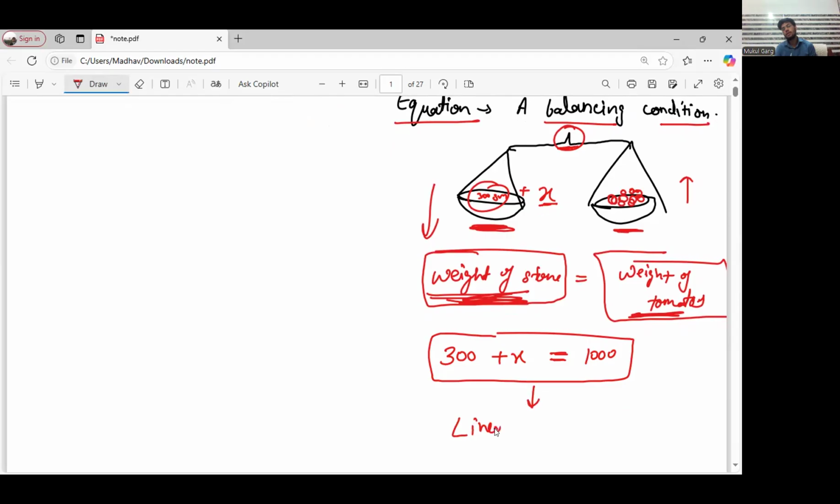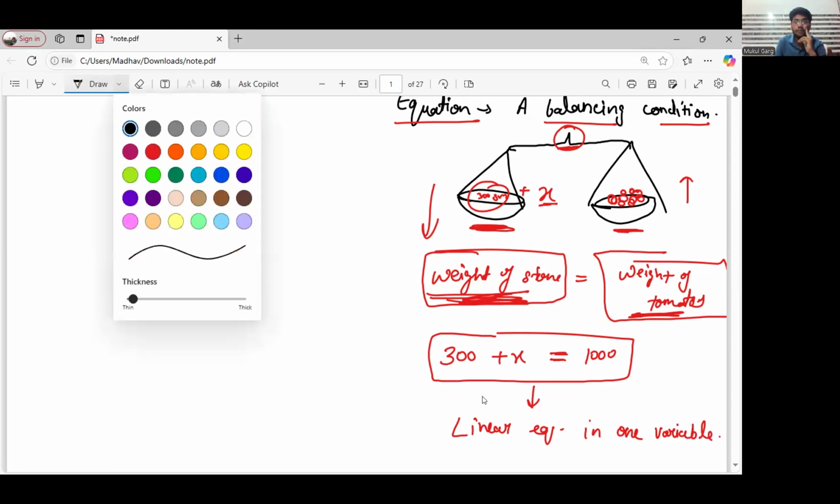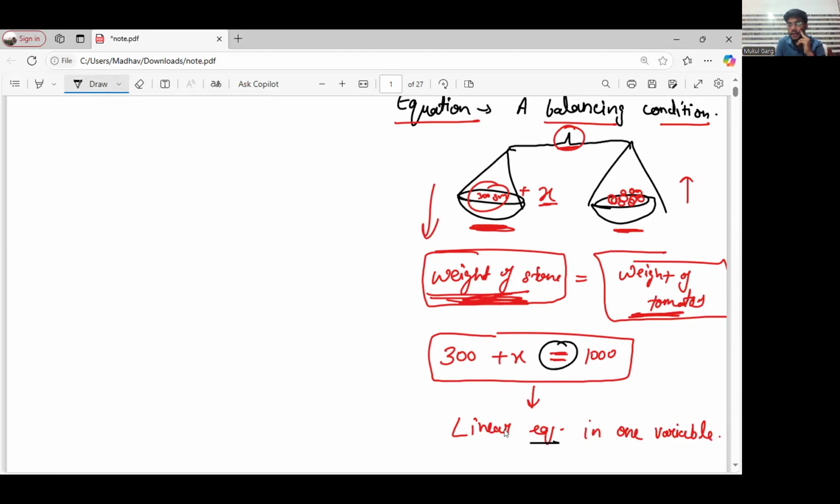This is what we call a linear equation in one variable. Let's understand it with the terms. First of all, is that an equation? Yes, there is an equal to sign. है ना, equal to sign है यहाँ पर, तो yes, it's an equation.